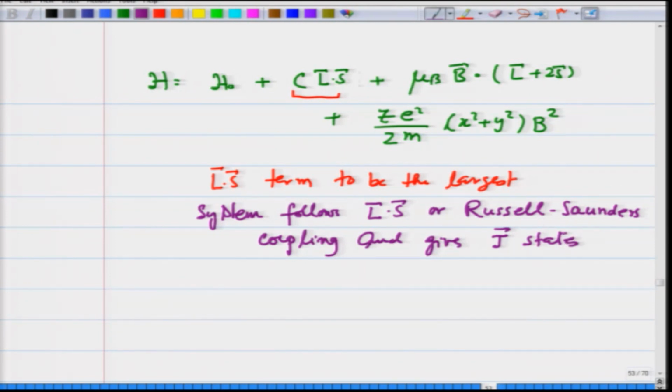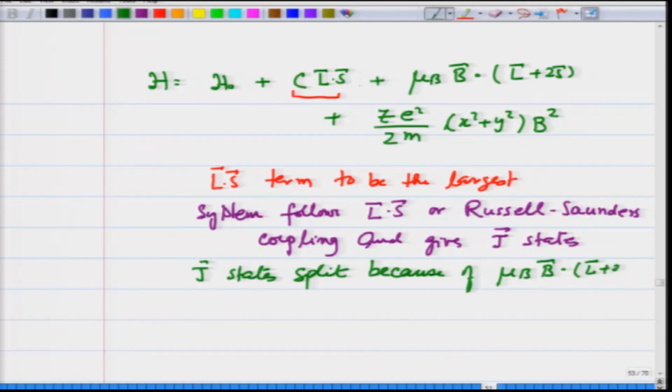And then those J states split, these J states split because of the mu B B dot (L plus 2S) term, which is smaller than L dot S. So, it comes next and gives paramagnetism.